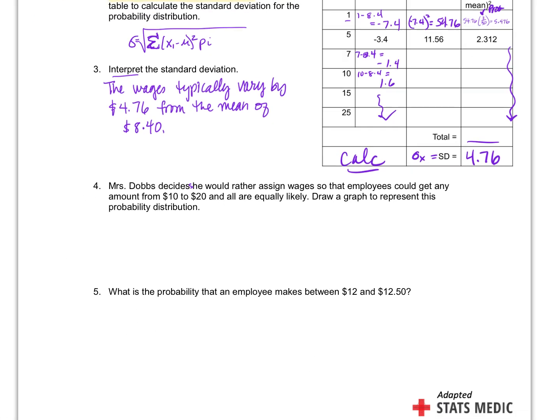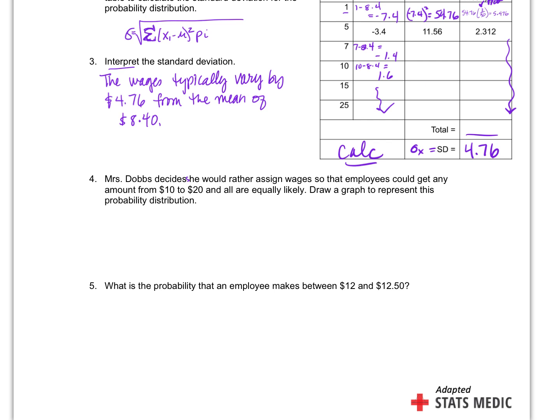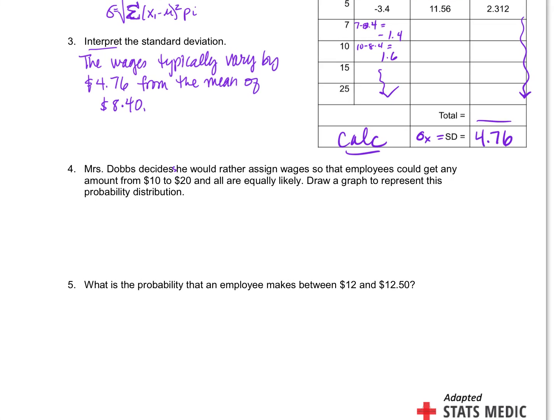Okay. Dobbs decides she would rather assign wages so that the employees could get any amount from $10 to $20. That means I could do $10.75, right? Or $10.79. Every decimal value between 10 and 20 now are equally likely. Draw a graph to represent this probability distribution.